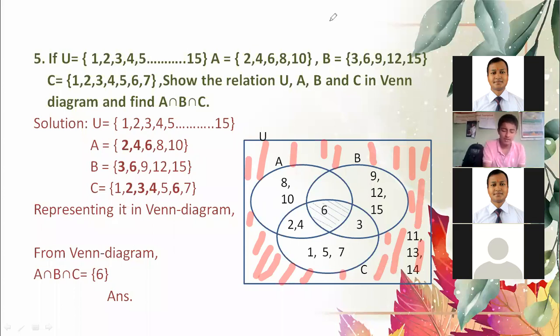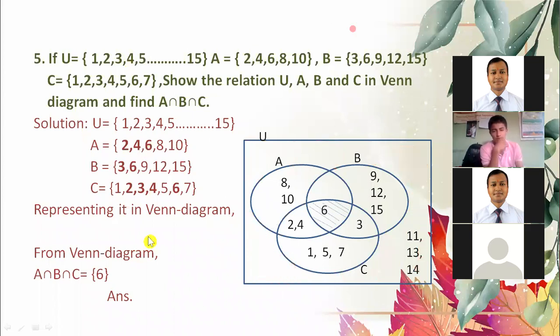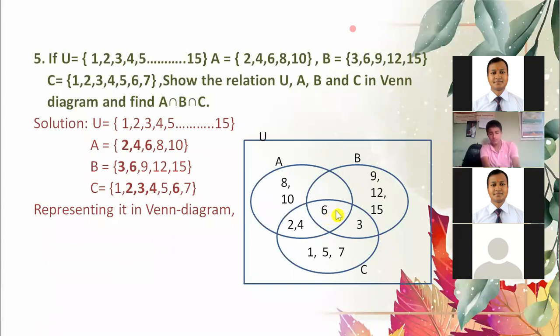Sir, A intersection B intersection C complement. A intersection B intersection C. What did we call A intersection B intersection C? This 6 only. Yes, sir. A intersection B intersection C means we have called only this 6.